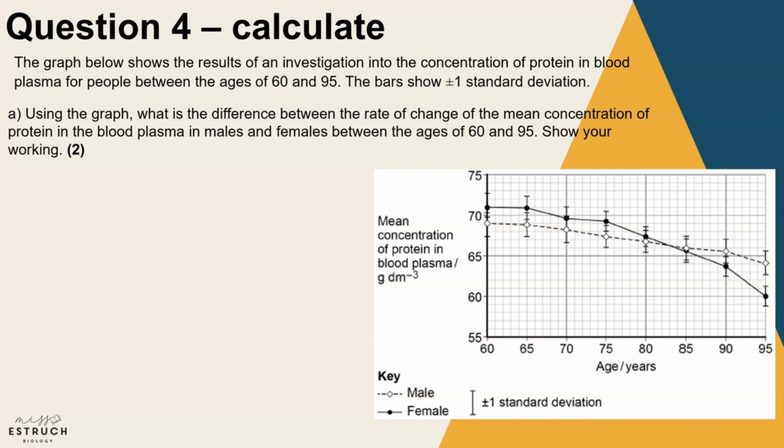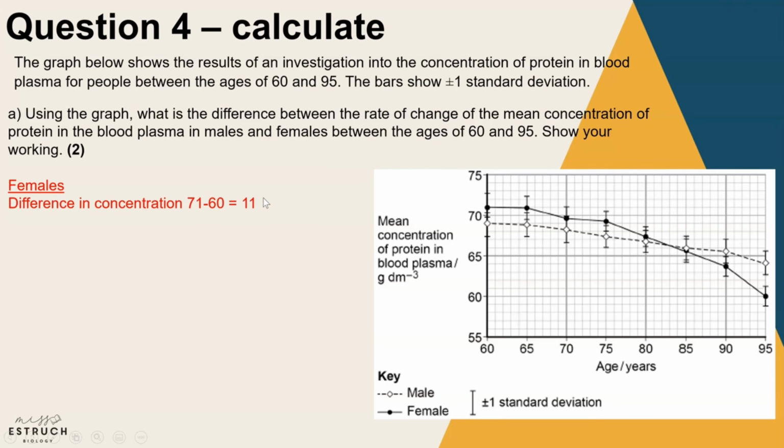So there's quite a bit there just to get your head around first of all. So number one, we are working out a difference, and it is the difference between the rate of change. Now the rate is not on the graph, so that's one thing we are going to have to calculate, the rate of change, and that is the rate of change of the mean concentration, which is what we have on our y-axis, of protein in the blood in males and females. So that's what we're comparing, males compared to females, and the time frame for our rates is 60 to 95. So step one, let's work out what the mean concentration rate is for females.